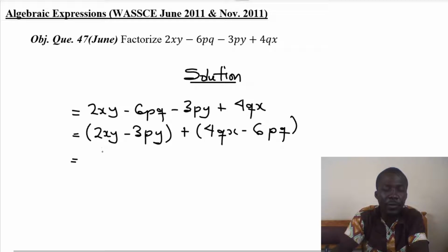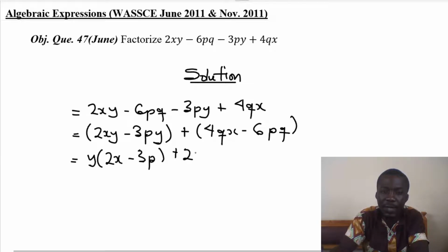Then when we take the first group, 2xy minus 3py, our common factor is y. Then we will have 2x minus 3p. Then plus, when we come here, we can factor 2 out, then as well q. So 2q goes into 4qx, we will have 2x, then minus 2q into 6pq, we will have 3p here.